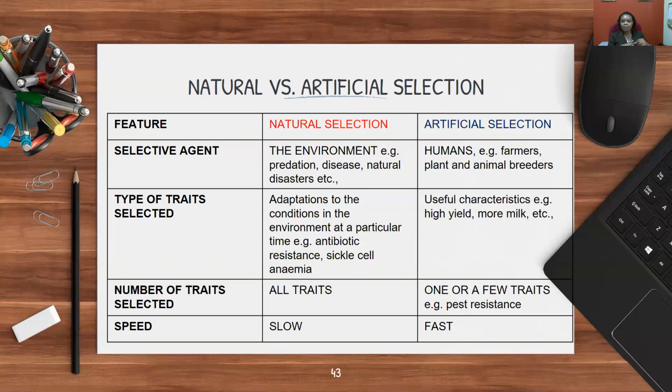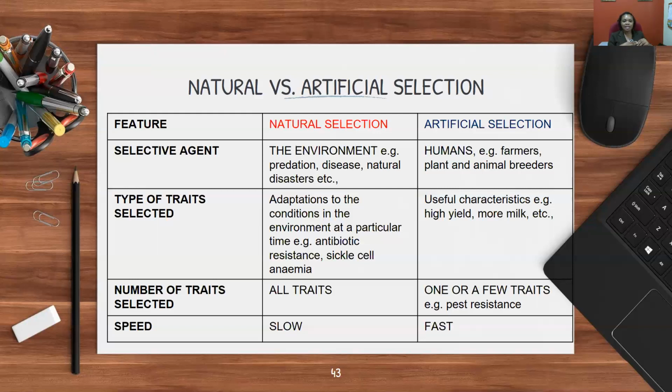Useful characteristics. In artificial selection, human beings would select for useful characteristics. So if something is useful, right? In the case of sickle cell anemia, having full-blown sickle cell is not good, because that puts you at a high risk of death at an early age and so forth. So it doesn't matter in natural selection whether the trait is good or bad. It's the adaptations to the conditions in the environment at that particular time. While for artificial selection, you're controlling the selecting. So you're going to select for things that are going to be beneficial to human beings, such as cattle that will produce more milk, or rice that will have greater yield, so you can have more food, right?